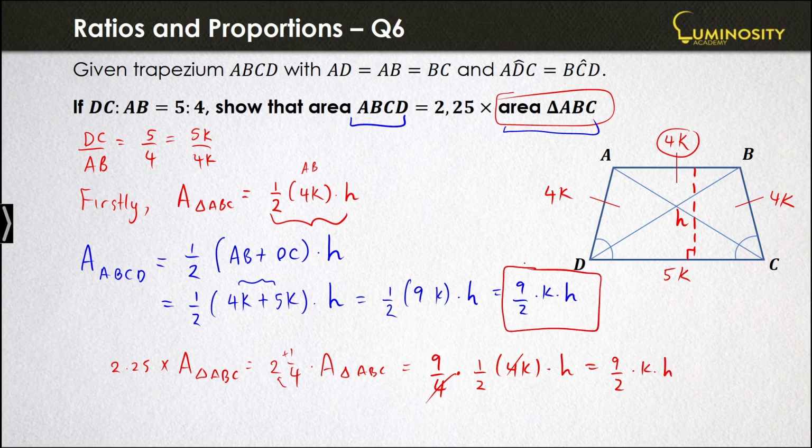So now look at that. We've shown equality. So therefore the area of trapezium ABCD is exactly 2.25 times the area of triangle ABC. And we've successfully proven that equality. All right, so that's how we would do this type of question using proportionality and the properties of a trapezium.